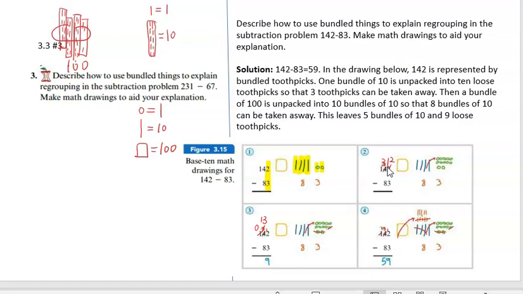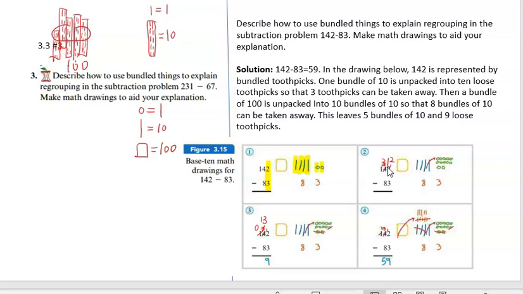But for us, we can understand that different objects can represent different place values, and it makes our drawing a little easier. As you can see, drawing 100 toothpicks really takes time. That's why we want to use different objects here. But we need to know it's really the same object.